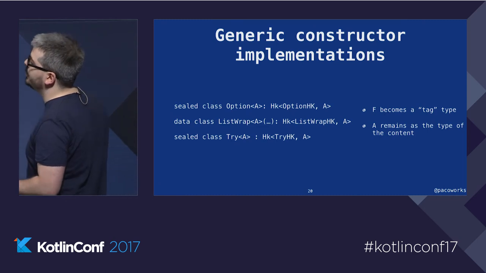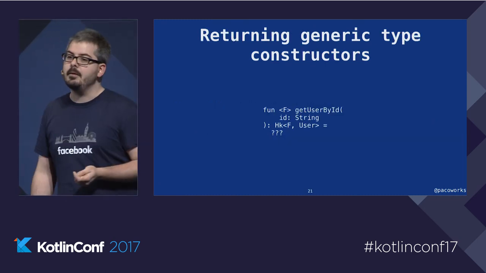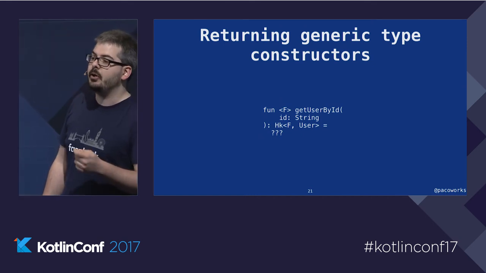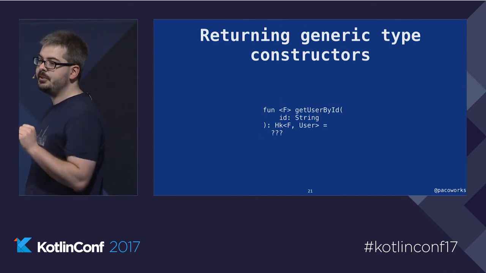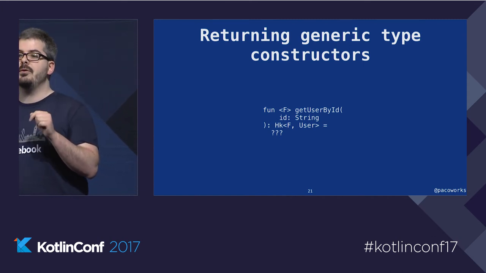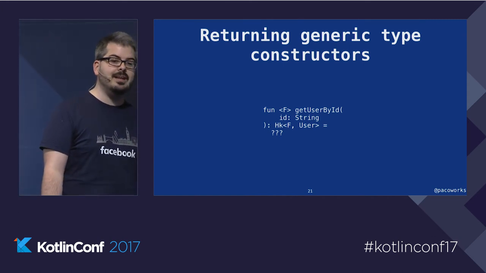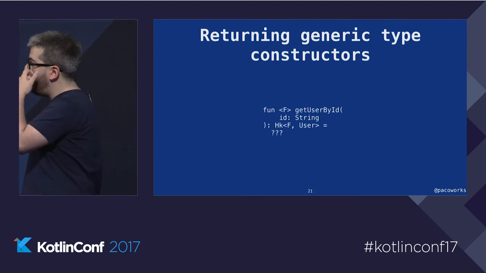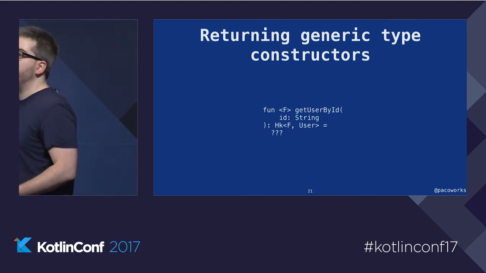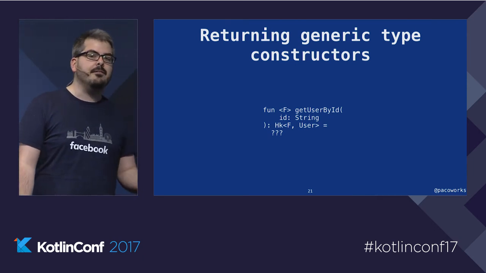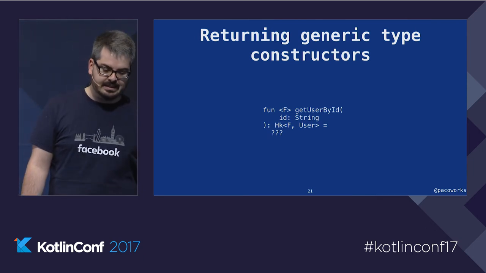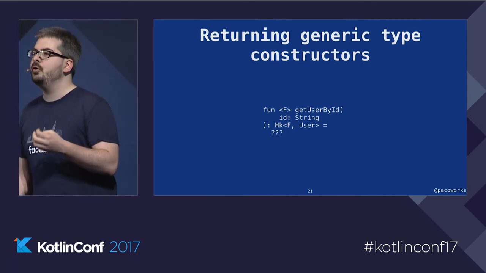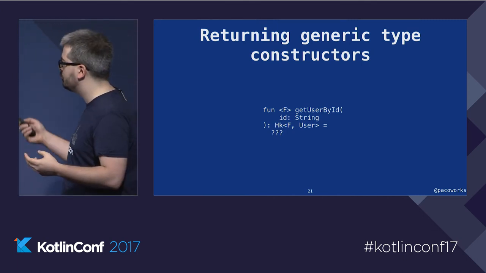We're going to have a function that gets the user by ID, and it's going to return that type constructor based on F. F is a generic type here. But we already know the content, because the return type is actually going to be a user. So what goes in the question marks? Because if F can be a list, a Try, or literally anything else, how do you create one instance of that?